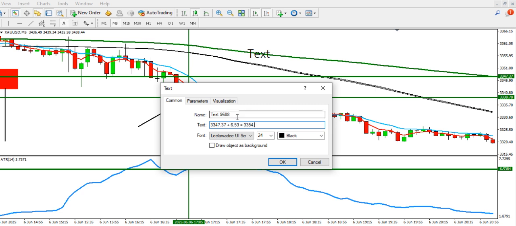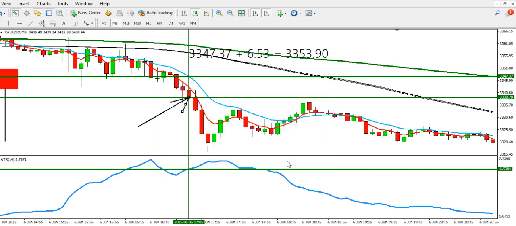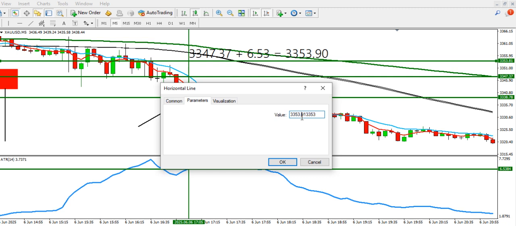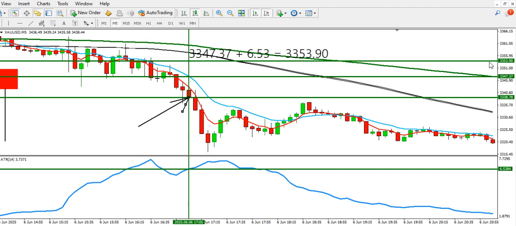So that will be the answer, 3353.90. You plot that 3353.90, that should be around here as your value of stop loss. So this is where your stop loss will be.